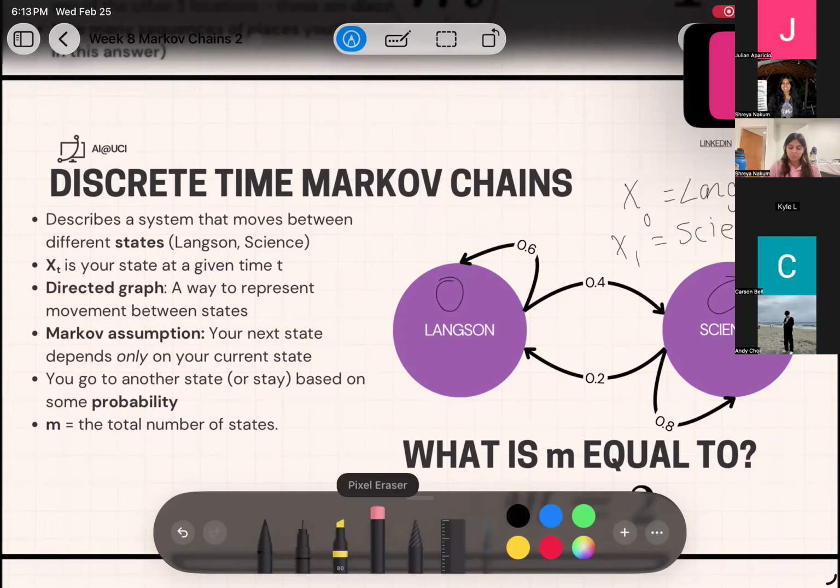And oftentimes these won't be named with letters. They'll be named something like a number, like 0 or 1. So if x_0 equals 0, we're at Langston. And if x_1 equals 1, for example, then we're at Science.